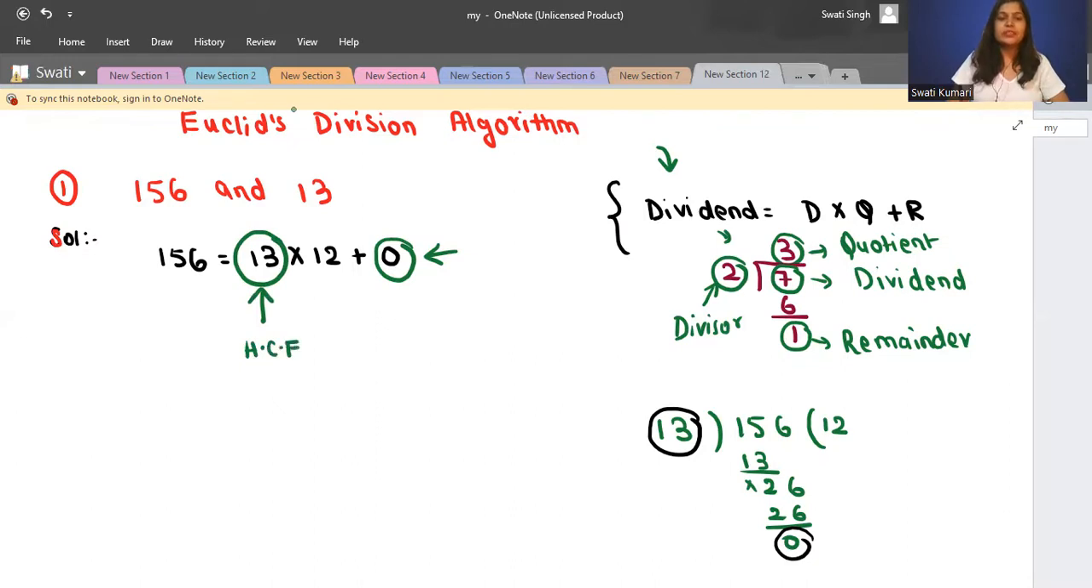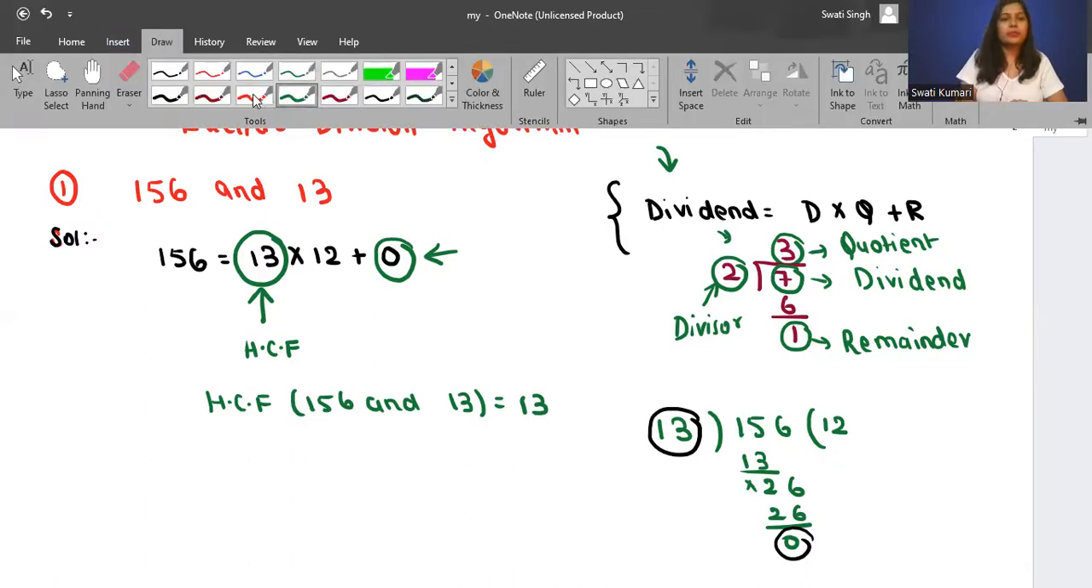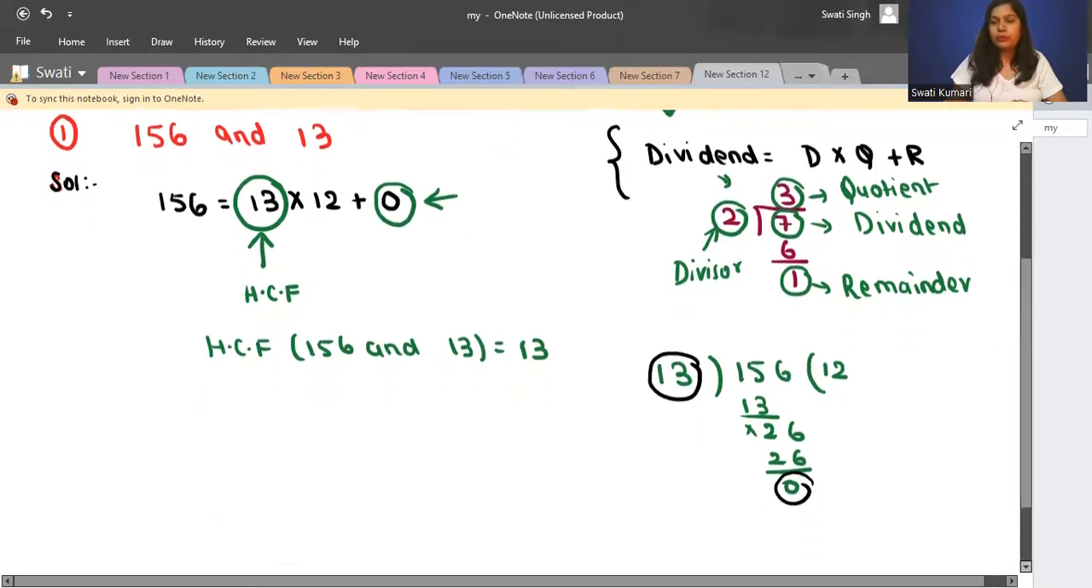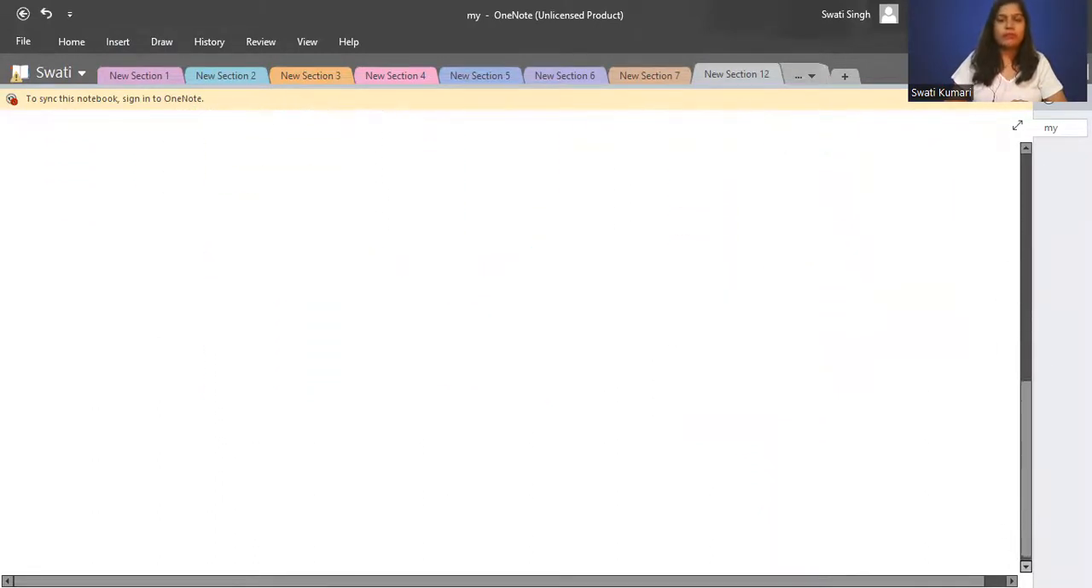Okay, so what's the answer of HCF of 156 and 13? HCF of 156 and 13, okay, is nothing but 13. Okay, so fortunately we got 0 as a remainder in the first step only, but you will not be getting 0 every time in the first step. Okay, so yes, we are done with this question. Let us do another question. Okay, let us move to our next question and let us solve one more question on Euclid's division algorithm.